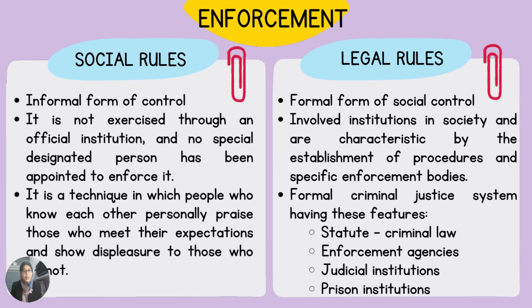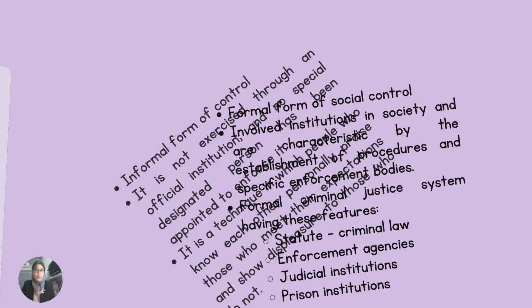While the legal rules are a formal form of social control. It involves a legal institution and a person appointed to enforce a legal rule or the law itself. For example, in the formal criminal justice system, we have the statute, the police officer, the court, and the prison in order to enforce the legal rules. So we can say here, under enforcement, social rules don't have any formal enforcer, while legal rules have a formal enforcer.